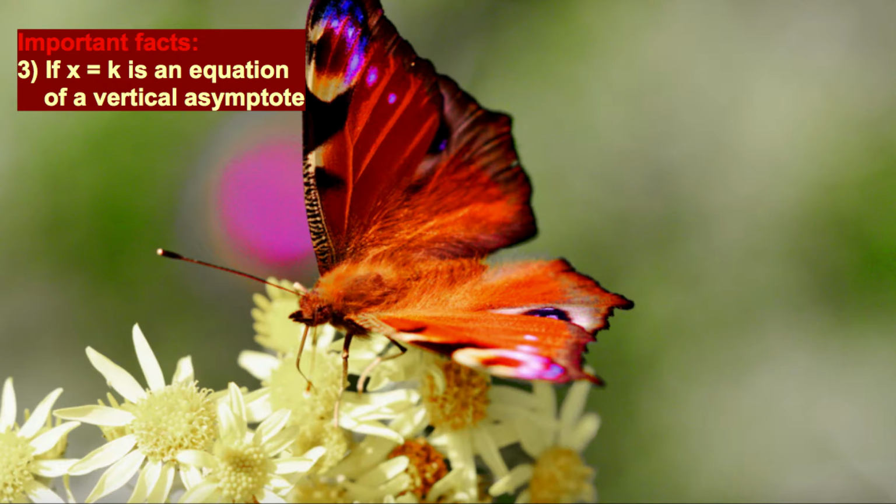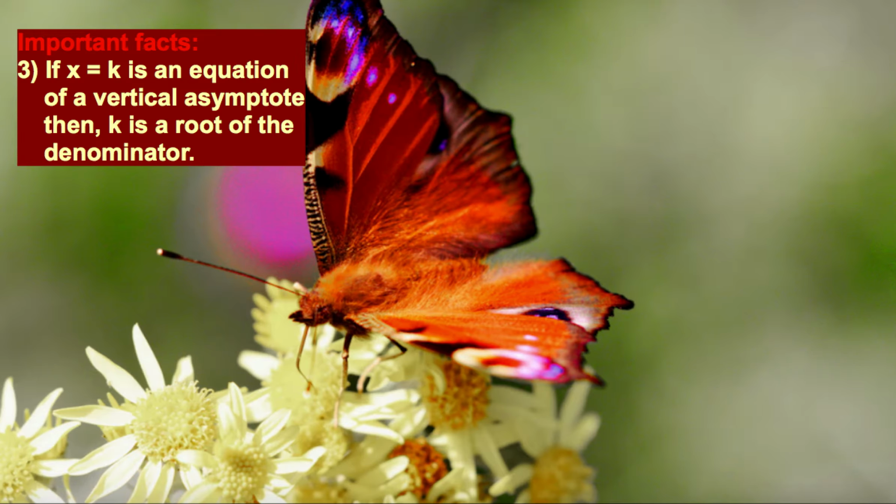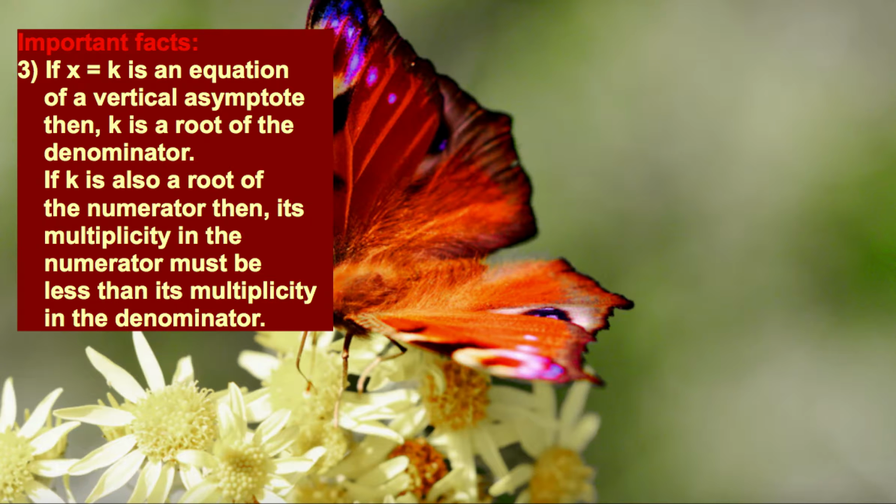If x equals k is an equation of a vertical asymptote, then k is a root of the denominator. If k is also a root of the numerator, then its multiplicity in the numerator must be less than its multiplicity in the denominator.